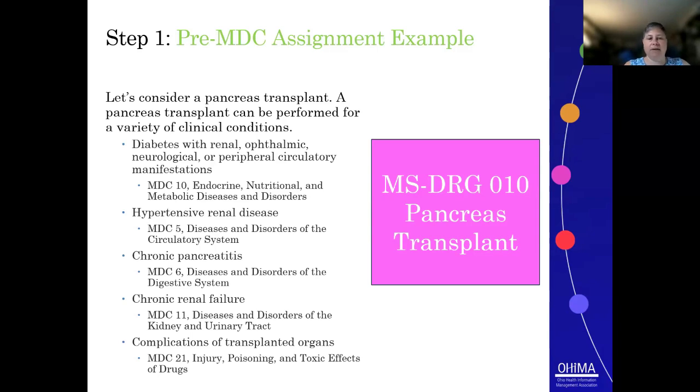That could be a valid reason for a pancreas transplant, and that's an MDC 11, diseases and disorders of the kidney and urinary tract. Or we can have complication of transplanted organs. Perhaps this is the second transplant for this patient because the first one failed. Okay? So you can see there are a variety of MDCs, clinical reasons why a patient can have a pancreas transplant.